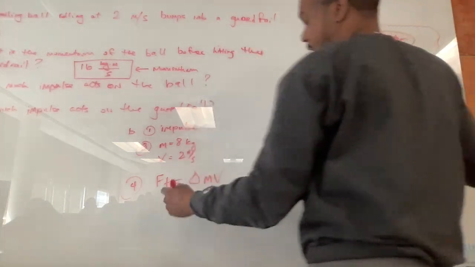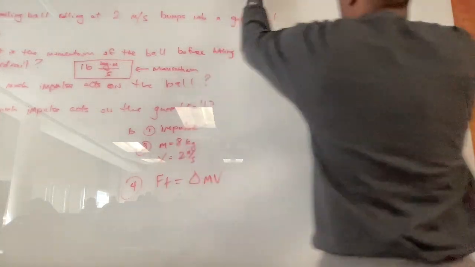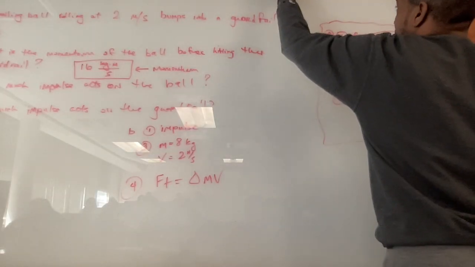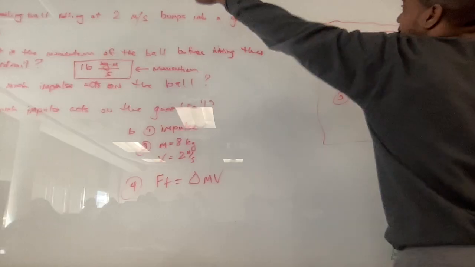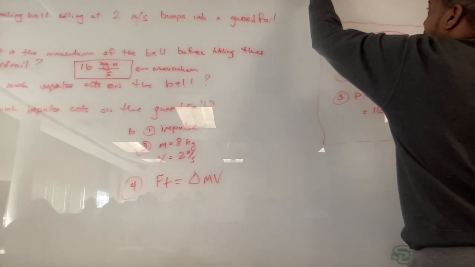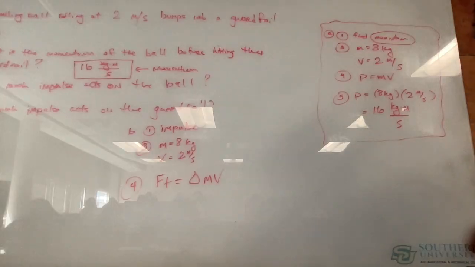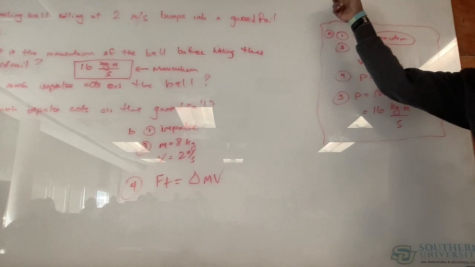Y'all want me to rewrite this? So this can be written as, and this is what I was gonna do, I was just gonna factor the 8 out, right? Because it's a common term. And then do what? 2 meters per second minus 0 meters per second. Everybody following what I did right there?